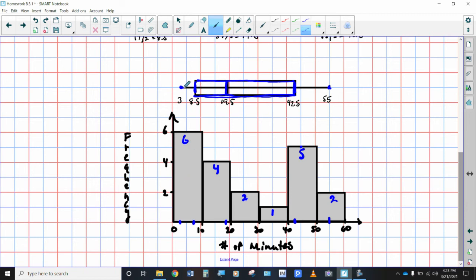So by having a combination box plot and histogram, not only do you get to find the 25% intervals of the quartiles, the median and the minimum and maximum, but you also get to see how many students fit into each category, into each interval with the histogram. So both of them put together give you just a little bit more information to draw conclusions.